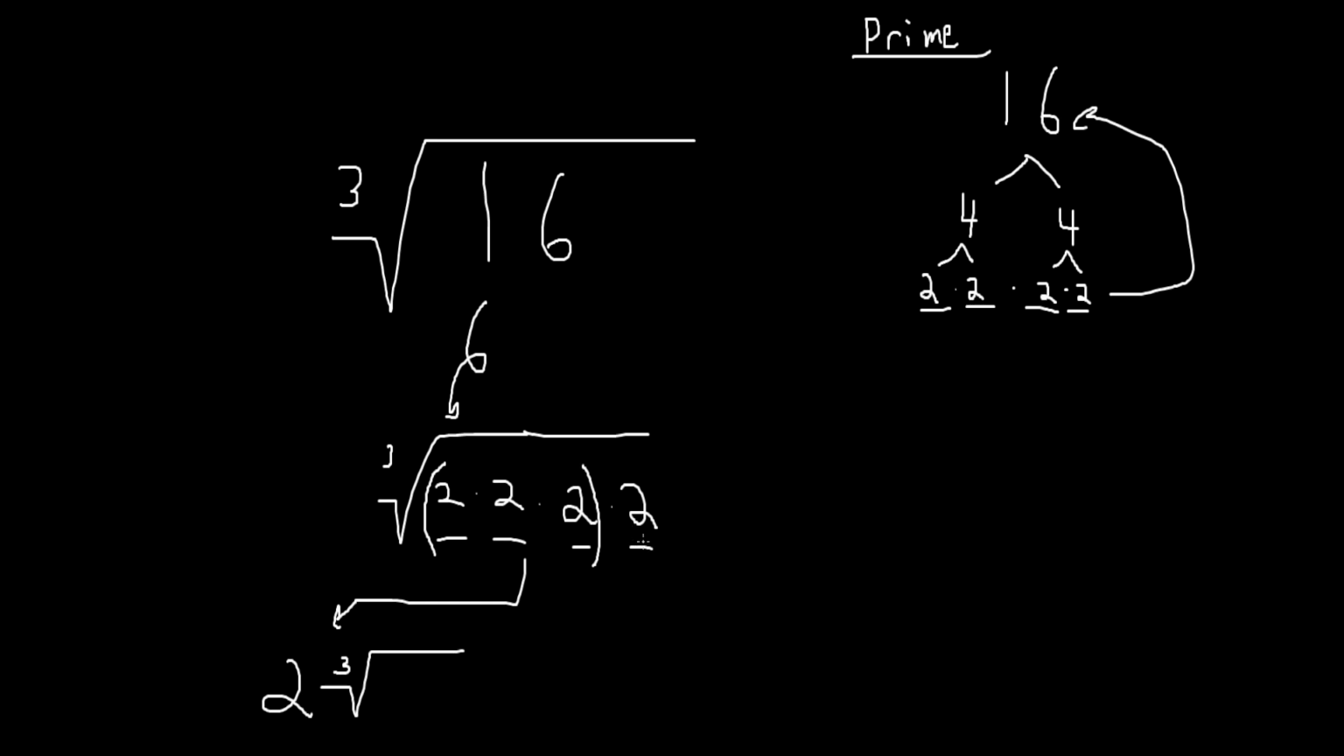However, there's one 2 left. Poor guy, he's all alone. He has to stay inside the radical by himself because he was not pulled outside. And now, because we can't factor that 2 anymore, this would be our final simplified answer. So if we needed to simplify the cube root of 16, we would just factor it and then get the number here. Now, I will do one more big example.